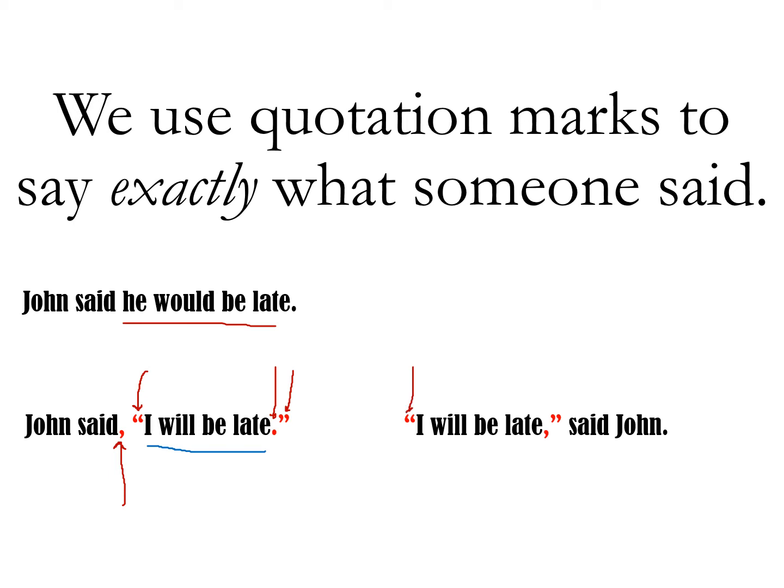You could also do this. Open quote. I will be late, comma, because the sentence is not finished. Closed quote or closing quote, said John. And there is the period, because that's really the end of the sentence. If you want to write this way, that's fine. But if you're going to use the character's real words, you must use quotation marks. It's really important. Okay?